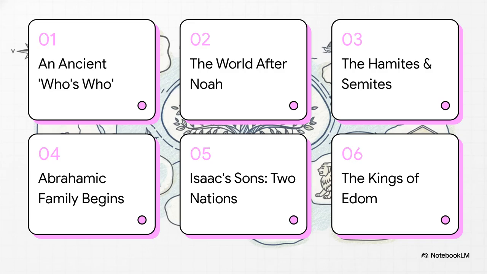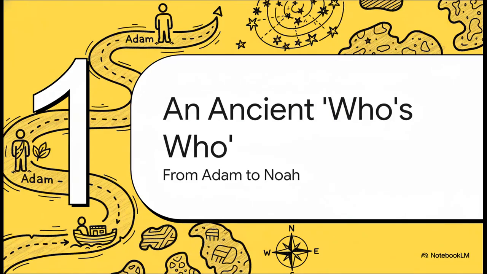So here's how we're going to break this all down. We've got 6 stops on our journey. We'll start with the very first ancestor of humanity, trace the branches that repopulated the whole Earth, and then we're going to zoom way in on the founding of some very specific rival nations. Let's get into it.